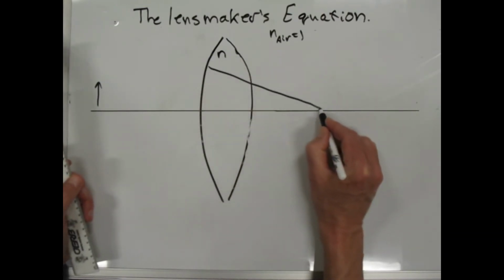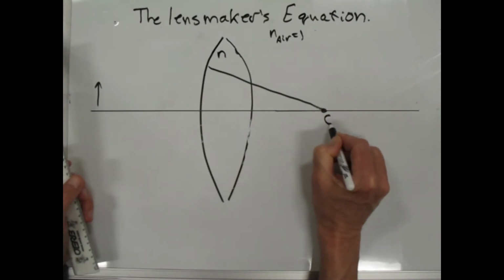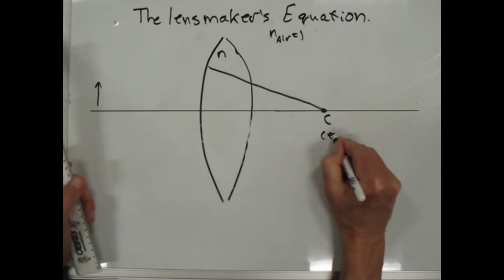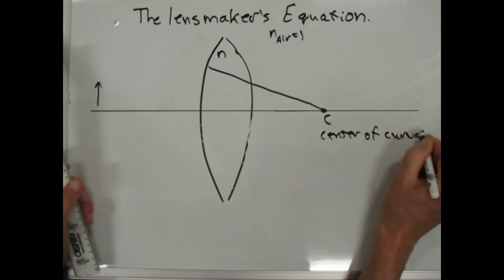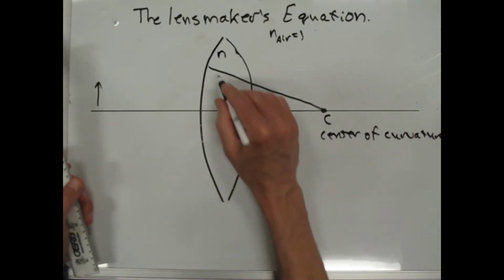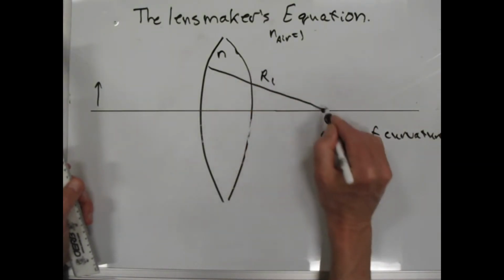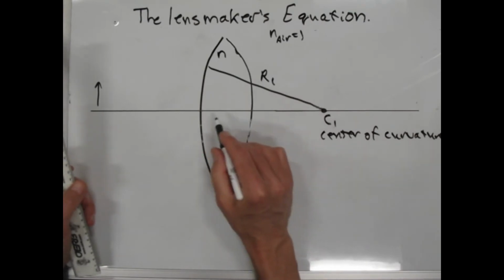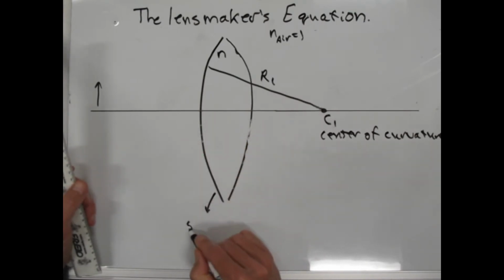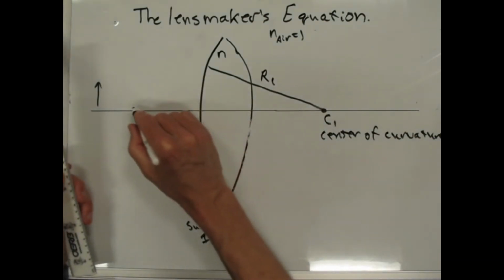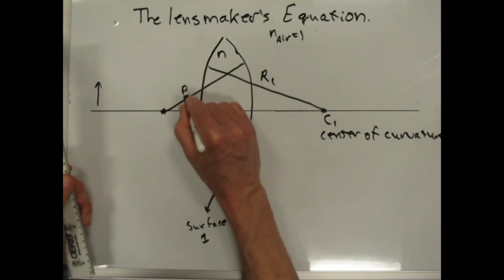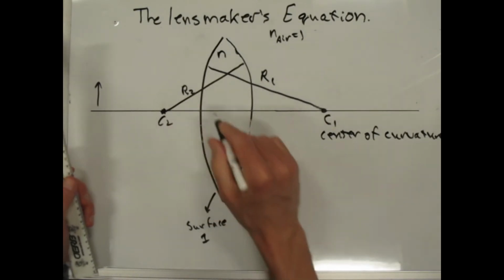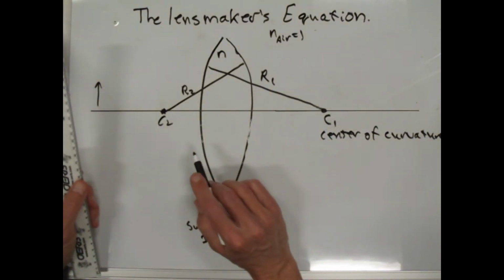And so what we'll do is we'll draw a little radius of curvature for this guy. So there's the center of curvature, and this is the radius of curvature. I'll call that C1 and R1 for the center of curvature for surface 1. Right? Similarly, I'll just draw a slightly different one. Here's R2 and C2. This is the center of curvature for the second surface.